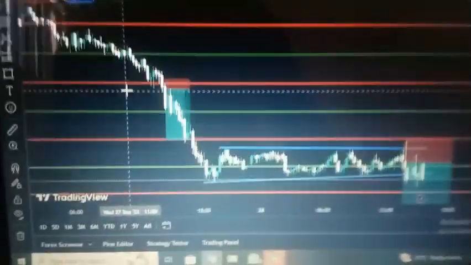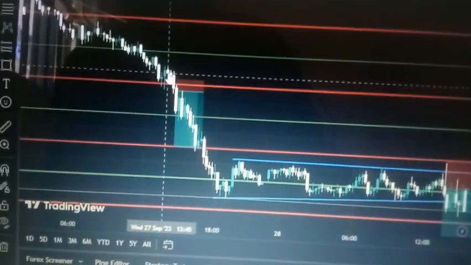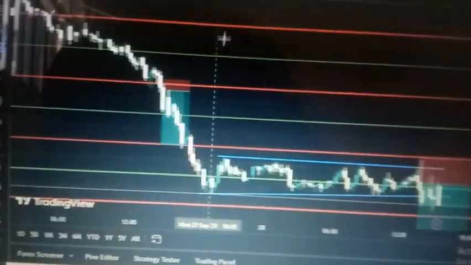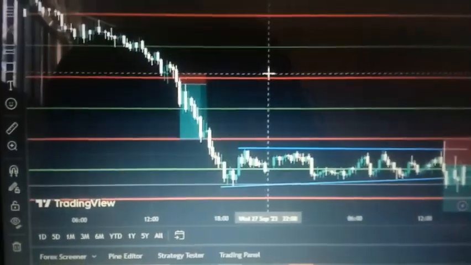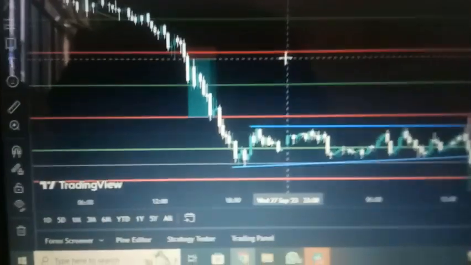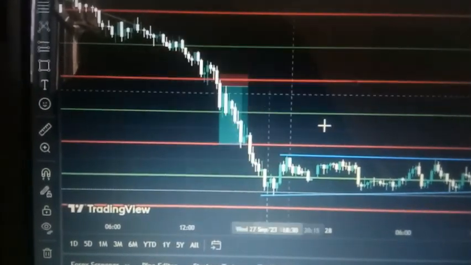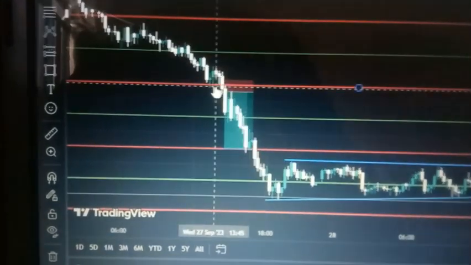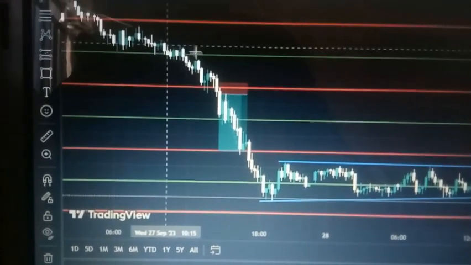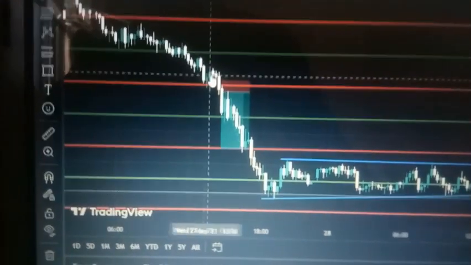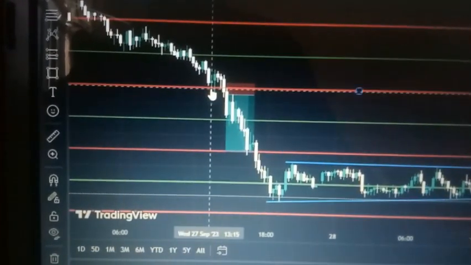Yesterday, the market created a new high around this area. If you're wondering what these lines are, these are my psychological levels. I trade based on psychological levels and trend lines. The market was creating a series of lower highs and lower lows, so it created a new lower high.